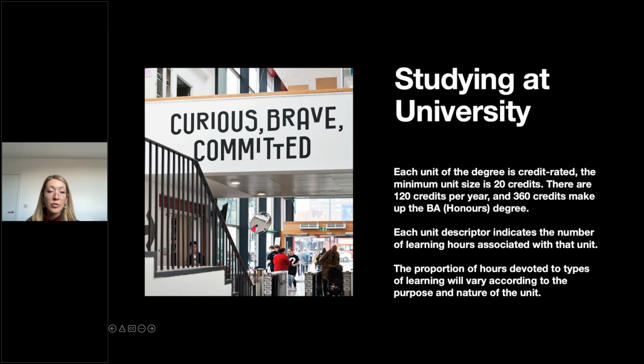You've got overall 120 credits per year, which makes up 360 in total. And each unit descriptor really indicates the number of learning hours, as I said earlier, which are associated with that unit. So also bear in mind that the proportion of hours that we devote to different types of learning will vary, and it really depends on the purpose and nature of the unit. So every unit is different. Every unit's got different features.